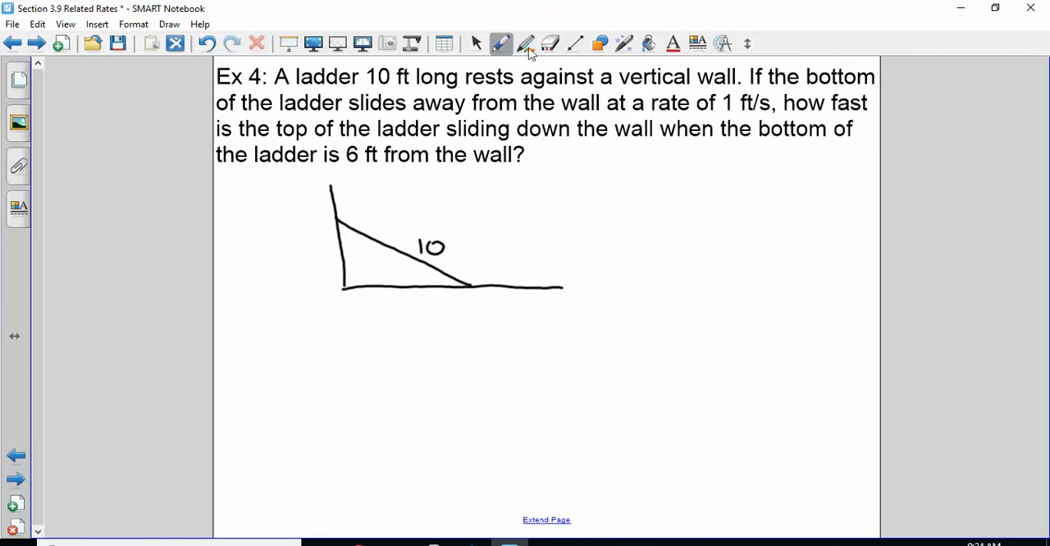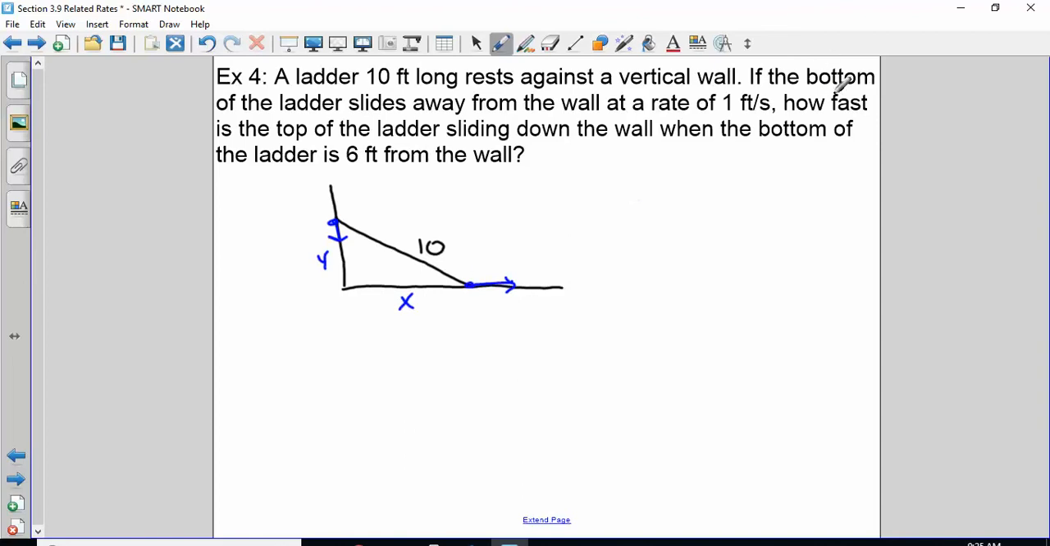Alright, so what's happening is this ladder is sliding. So as it slides, the top is going to go down and the bottom is going to go out. So do these sides, are they constant? No, so they need variables. Let's just call them x and y. Doesn't matter which is which, however you prefer, so I'm just going to say x and y. If you did them backwards, that's fine.